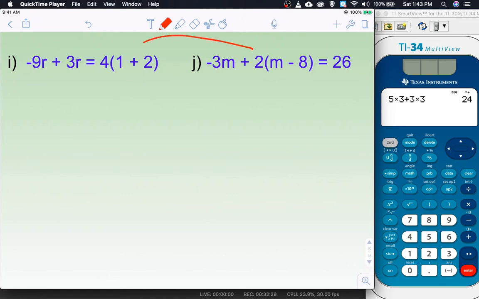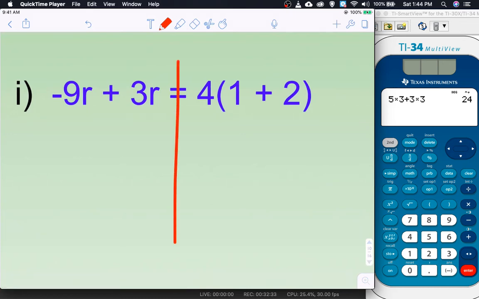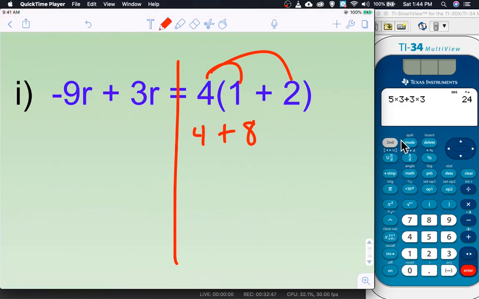All right, letter I. First steps, distribute. I got to get rid of those parentheses, so this becomes a 4 plus 8. 4 times 1 is 4. 4 times 2 is 8. On the left-hand side, I can combine these together in the same step.